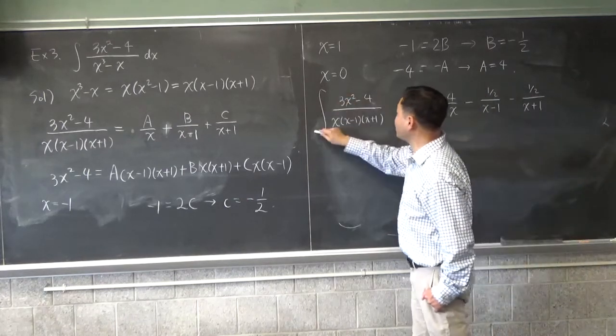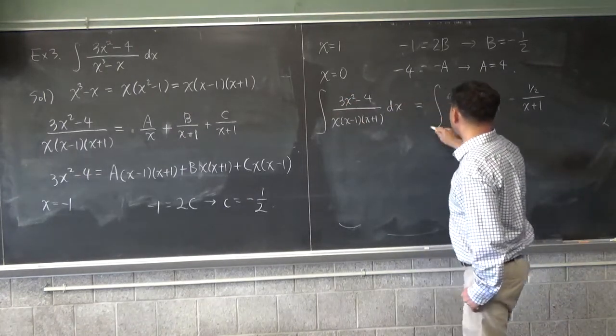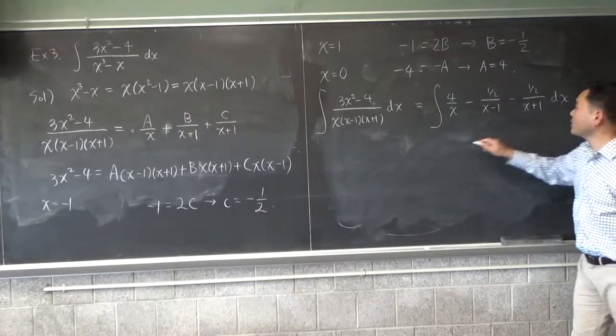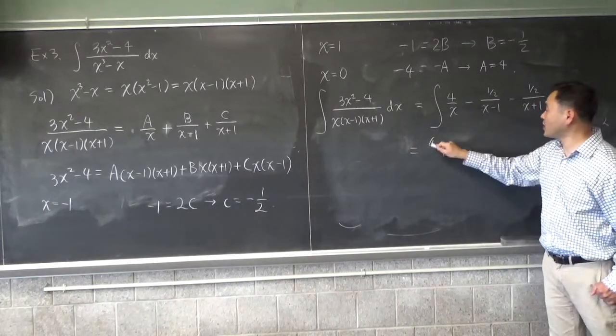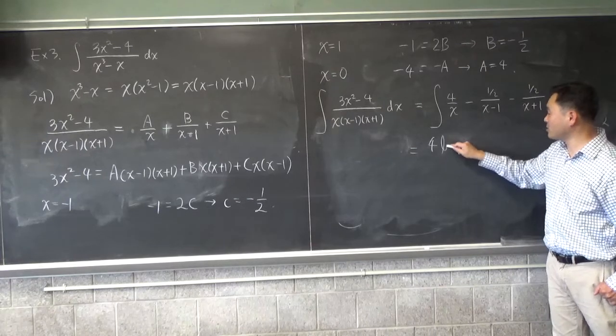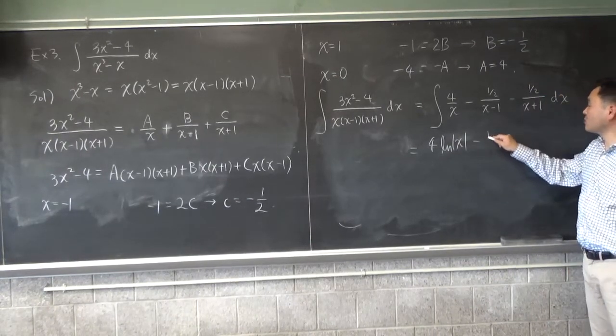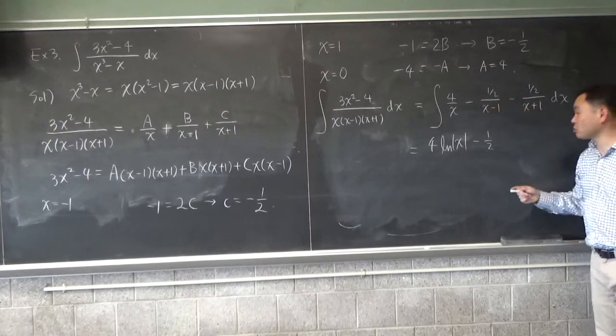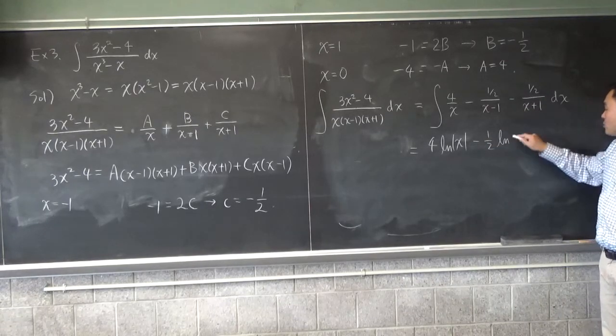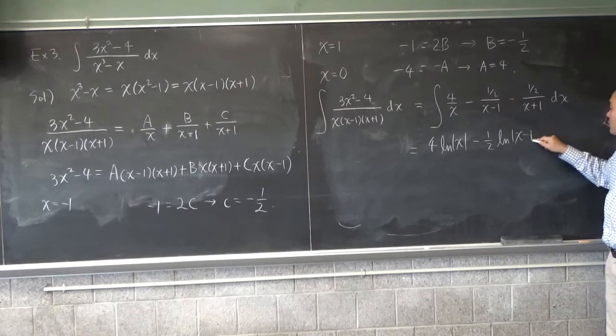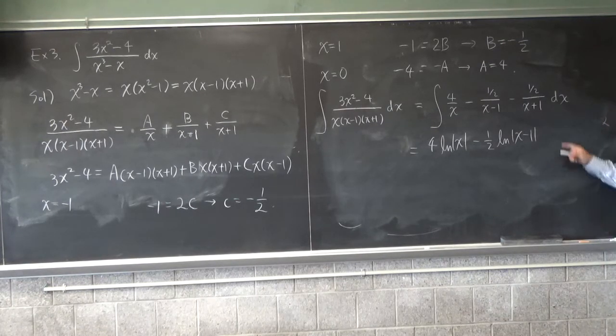That means integrating this is the same as integrating this, and that means it's 4 times 1 over x integrated, you get ln of x, minus 1/2, and then it's 1 over x minus 1. That integrates to ln of absolute value of x minus 1. And then negative 1/2 comes out, and you get ln of absolute value of x plus 1, plus c. Done. That's the answer.